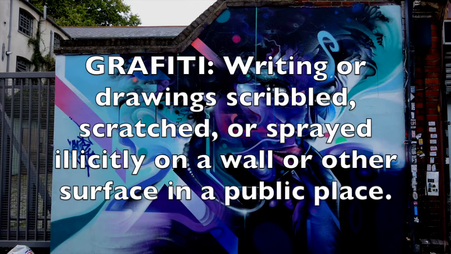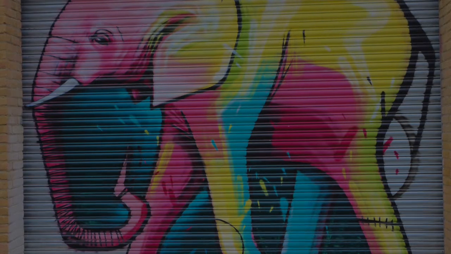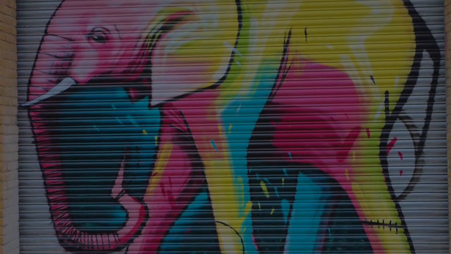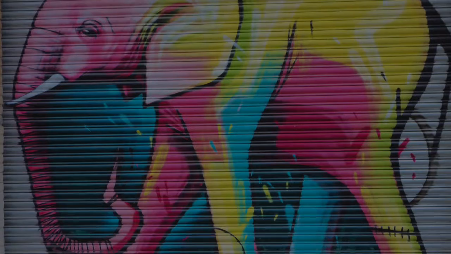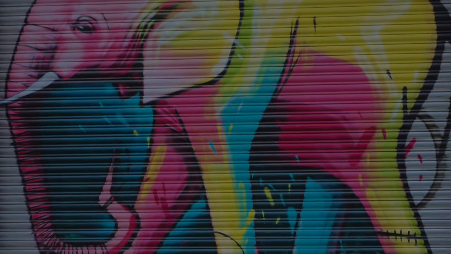According to Oxford Dictionary, graffiti is defined as writing or drawing scribbled, scratched, or sprayed illicitly on a wall or other surface in a public place. But when talking about the term street art, Oxford Dictionary defines it as artwork that is created in a public place, typically without official permission. So how are the two different?